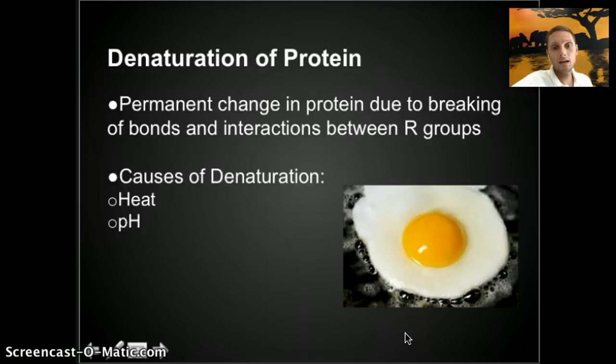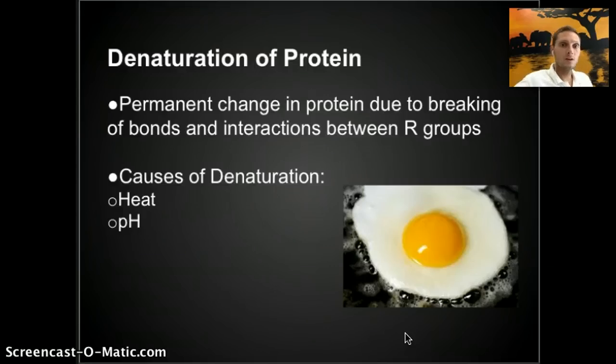The cooking of an egg is a good example of this. You can fry an egg, and as the yolk starts to turn from a lighter orange, yellow color, and as the clear portion actually starts to turn white, that is the proteins being broken down, being denatured because of the heat.